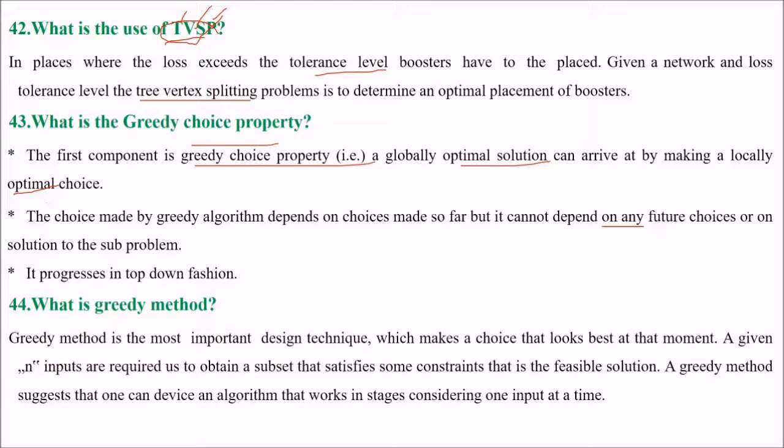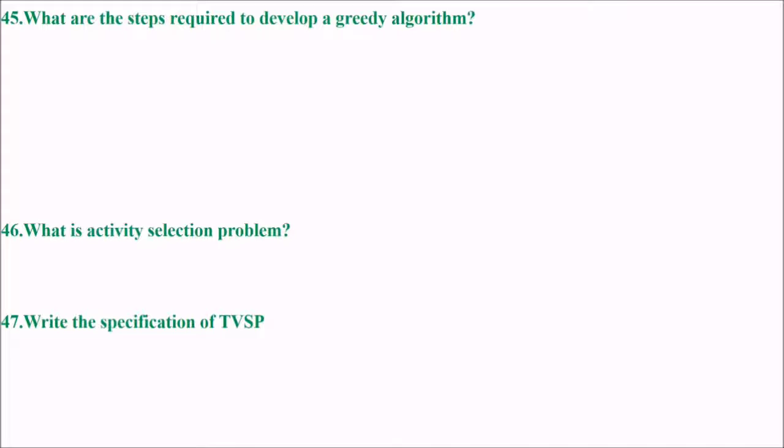What is a greedy method? Greedy method is the most important design technique. It makes the choice that looks best at that particular moment. Given n inputs, we are required to obtain a subset that satisfies some constraint. That is the feasible solution. So the greedy method suggests that one can devise an algorithm that works in stages, considering one input at a time.